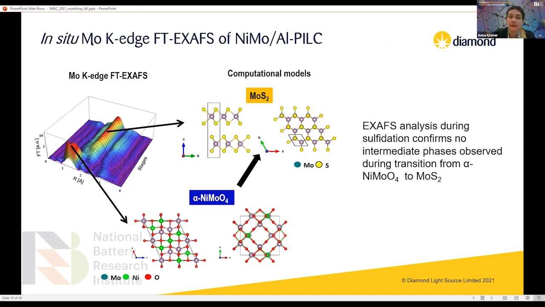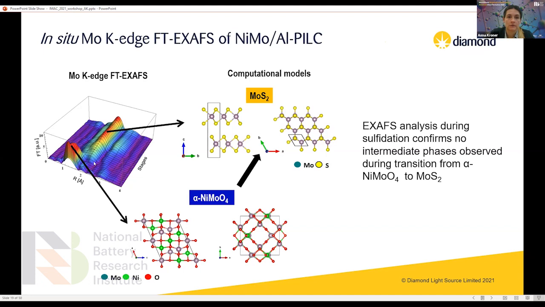So this is the experimental data. And Ferenza also did quite a lot of computational simulations, using DFT calculations to first find suitable models, which could then be used in the fitting of the experimental data. And what we can see is that while molybdenum is converted from nickel molybdenum oxide into molybdenum sulfide, that's just a direct conversion from one form, an oxide, to a sulfide, because the distance between molybdenum and the neighboring atoms increased. There is nothing in between.